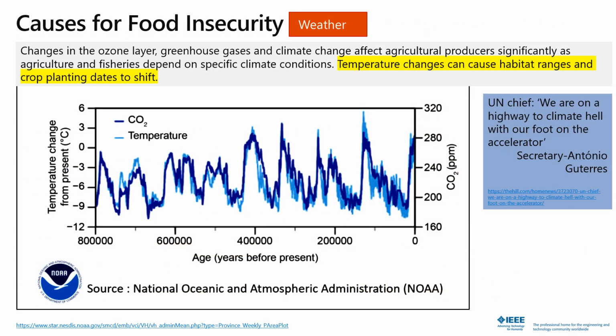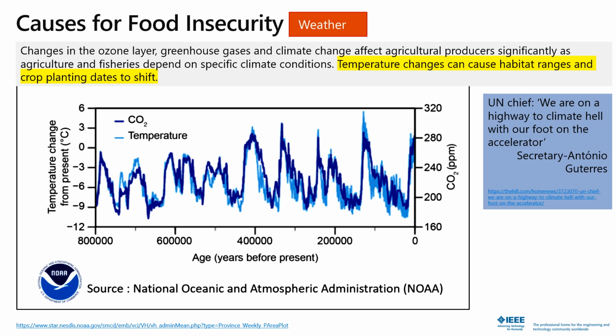It is important to study the influence of extreme weather events, drought, as well as heat waves on the agricultural production of basic commodities. As per the National Oceanic and Atmospheric Administration (NOAA), changes in the ozone layer, greenhouse gases, and climate change affect agricultural producers significantly, as agriculture and fisheries depend on specific climate conditions. Temperature changes can cause habitat ranges and crop planting dates to shift. This influences large-scale agriculture producers as well as small-size farmers who depend on agriculture across the world.